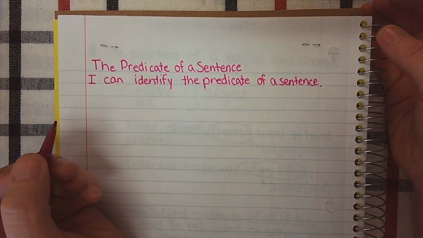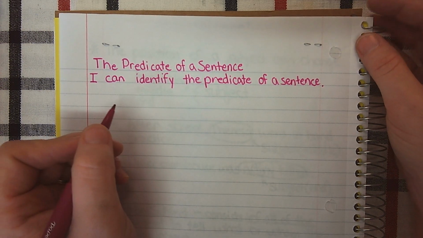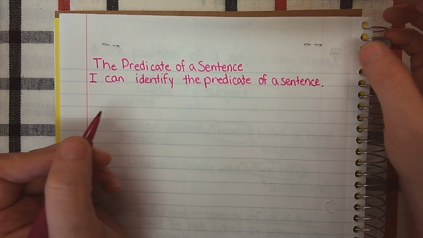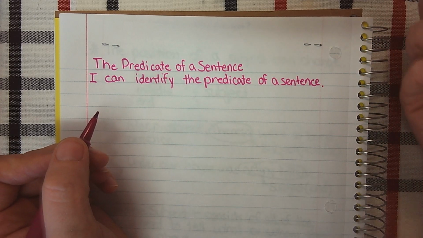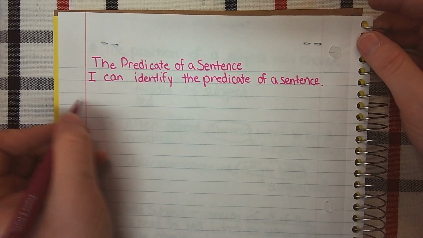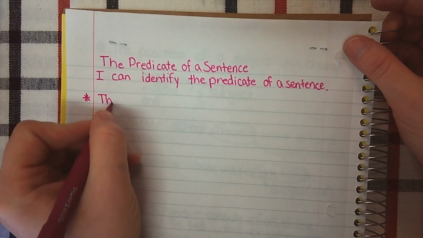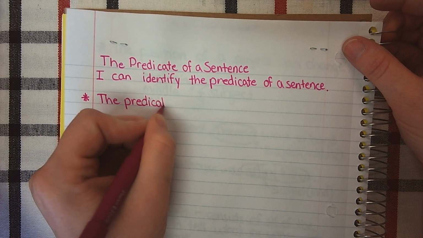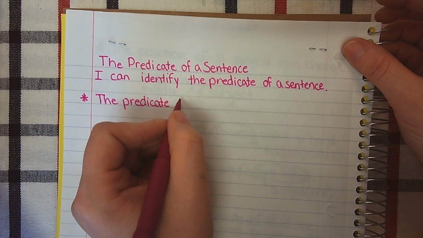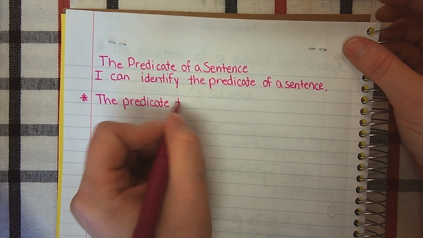Okay. If we're going to identify the predicate of a sentence, we have to first know what a predicate is. So the predicate of a sentence tells us about the subject. It tells us what they're doing or just more information about it. So we're going to write a star here and write down the predicate tells something about the subject.